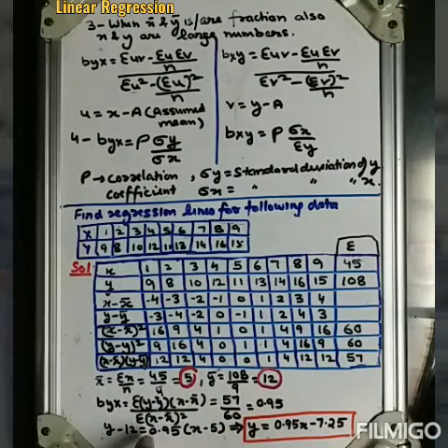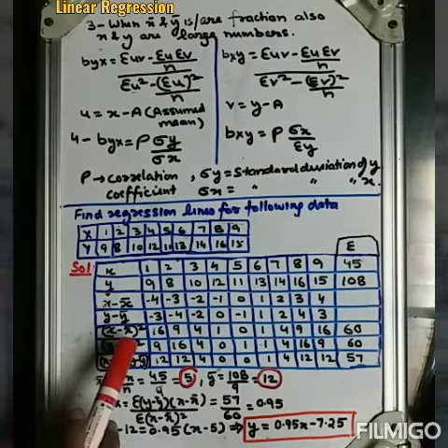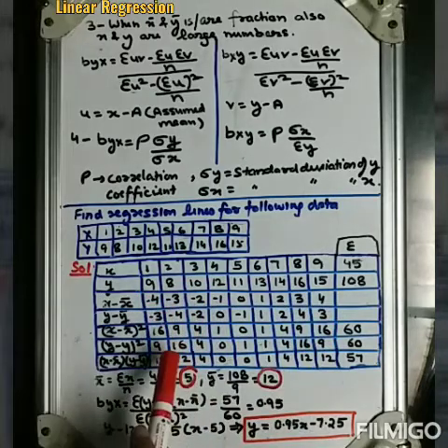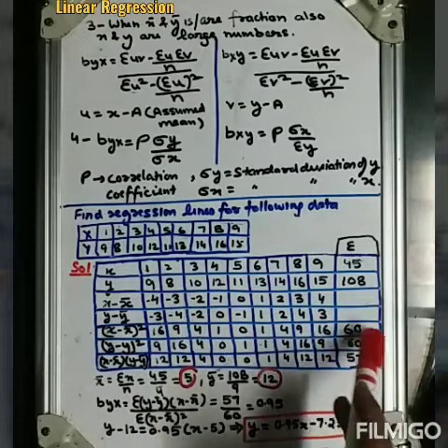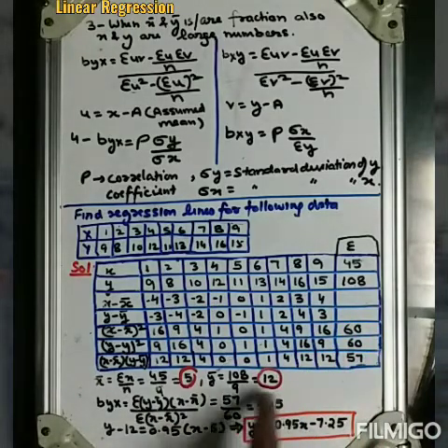Now what is required? x minus x mean whole square. We have already calculated x minus x mean, so square this value. Minus 4 square is 16, minus 3 square is 9. Same way add these values, this is 60. So 57 upon 60 is 0.95.